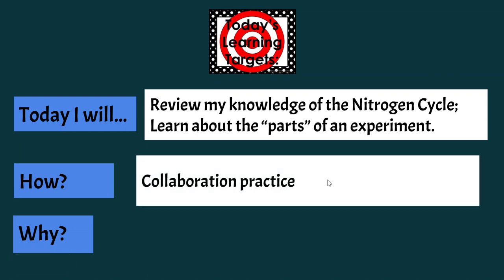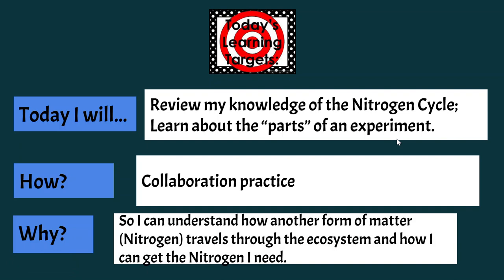How are we going to do it? Through collaboration and practice. And so you'll hear me talking a little bit while we're in the classroom, and then you'll be wandering around exploring and learning some more things and practicing. And why are we doing this? So that we can understand how another form of matter, nitrogen in this case, travels through the ecosystem, and how we can get the nitrogen we need, because all living things need nitrogen.